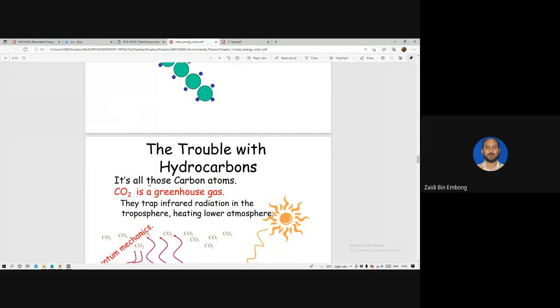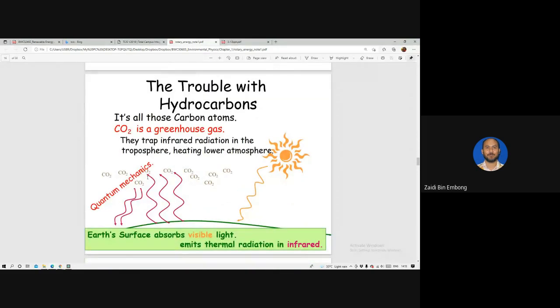Right. Now, the trouble with hydrocarbons, as I said, is the effect of CO2. This CO2 contributes to what they call the greenhouse effect. Greenhouse effect. So what is the greenhouse effect? That's why nowadays you are familiar with the term global warming. Global warming. What makes the surface of the Earth turn very hot?